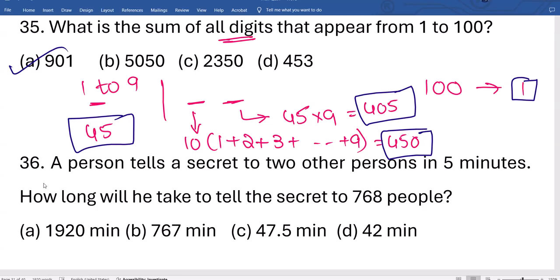Again, that will repeat. One person can tell to two people in 5 minutes. Next, those two people tell in the next 5 minutes. The cycle will go on: 1, 2, then 2 people again. So one person telling to two, again one person can tell to two.